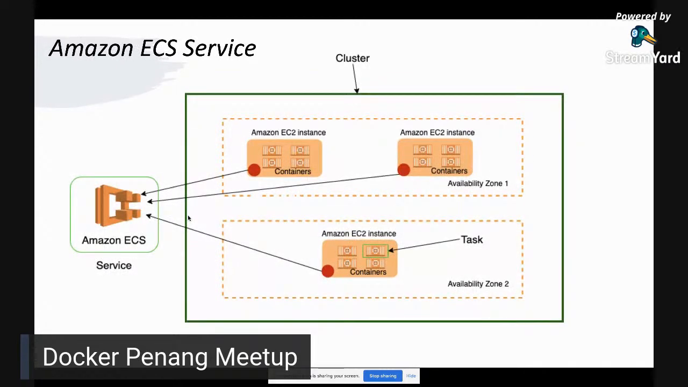Then comes the last piece of the component, which is the service. So service enables you to run and maintain a specified number of instances of the task definition which you saw earlier simultaneously in an ECS cluster. It also helps you to maintain a high availability by making sure that the desired instance of task is running always in the cluster for you at a given point of time.